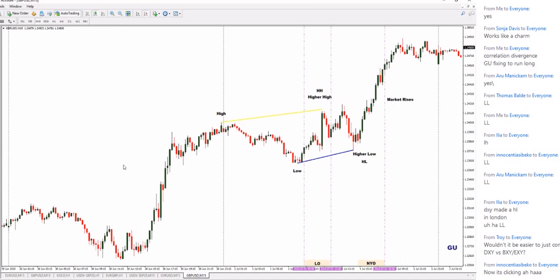But yes, the concept is the same, Troy, okay? But you're looking at real-time charts and you're looking at candles that are happening. If you have the index charts open, then you have to go over into your MT4 charts and compare the correlation there. It's just an extra step that you have to do. So it wouldn't be easier, actually. It'd be a little bit more difficult, in my opinion.